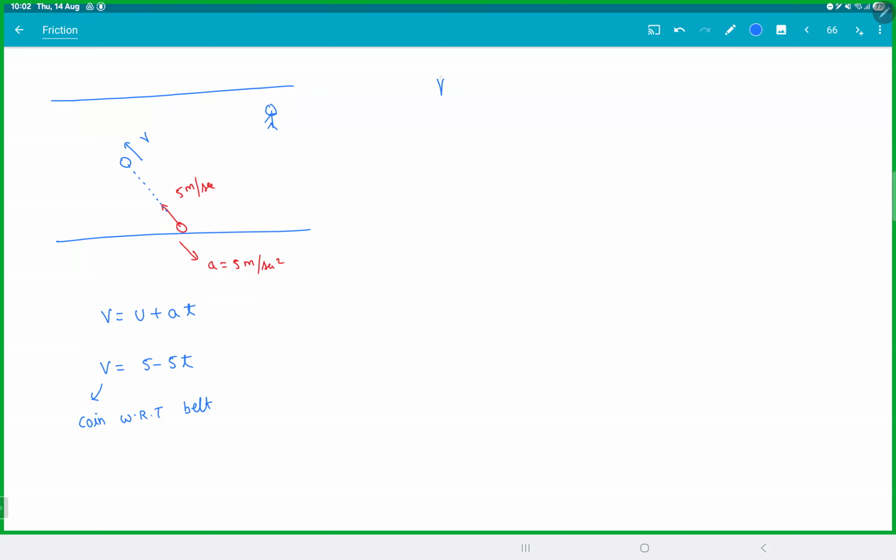Now we know velocity of the coin in the ground frame will be velocity of the coin with respect to the belt plus velocity of the belt with respect to the ground. So now here, if you are a little smart, how you take the quantities, your life becomes pretty easy. So we have to add these two things vectorially. So we have one vector like this, 5 minus 5t, and we have one vector like this, 3. So if I add these two quantities, my job's done. And this angle is 53 degrees.